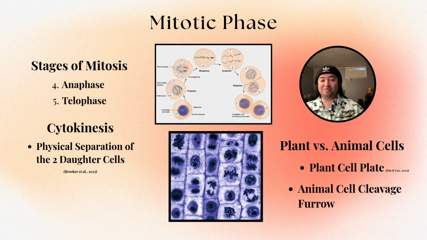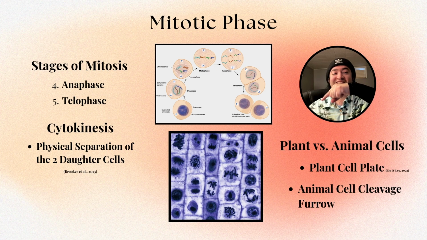The cell plate is built in the middle of the cell during mitosis, and you can see this happening in the bottom picture, the blue one, where plant cells are undergoing different stages of mitosis. But you can see in a few of the cells where the cell plate is forming during the mitotic phase.